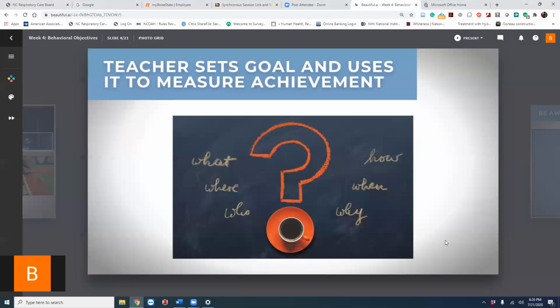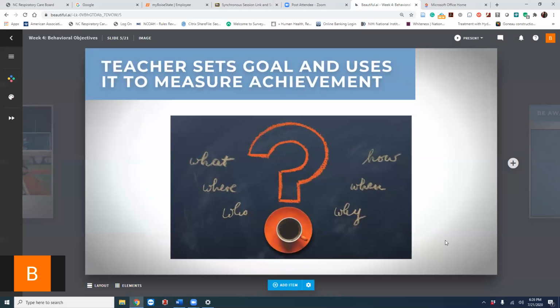So again, who, what, when, where, how, and why are the questions we want to ask. So the teacher, the instructor, the professor sets the goal and uses it to measure the achievement. So what you're doing with objectives is you're trying to establish your target.